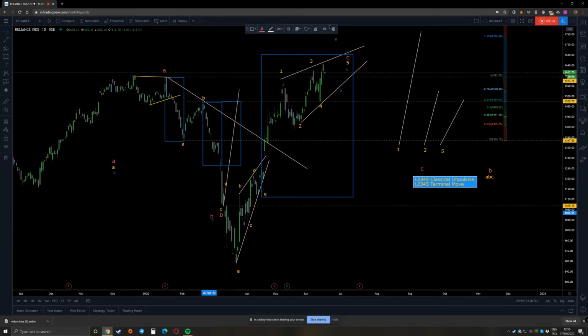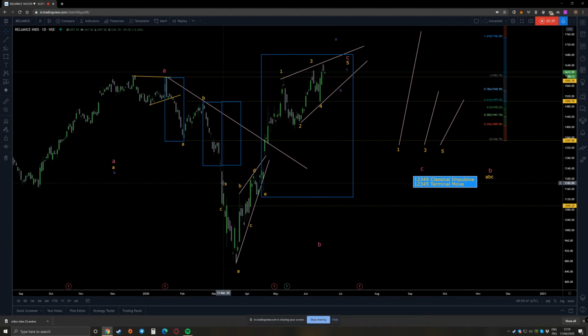Also, you have to know something very important too. Until the move is done, I couldn't put wave B here, because I don't know. Now that this time has expired and the market didn't do it, it means that whatever B wave is, it is not done here, it's on the right side.